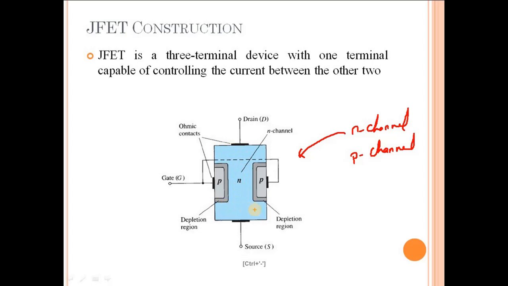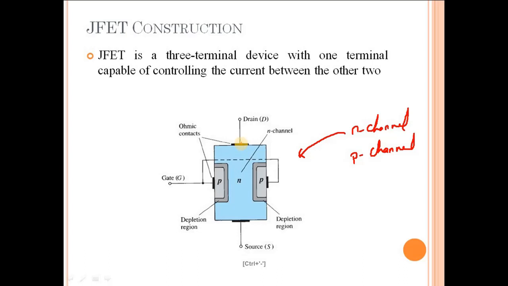If it is an N-channel JFET, the channel itself covers most of the JFET, and since it is an N-channel JFET, the semiconductor which covers most of the part is N-type semiconductor. At both ends of the N-type channel, we have ohmic contacts, shown in black over here, and here also.